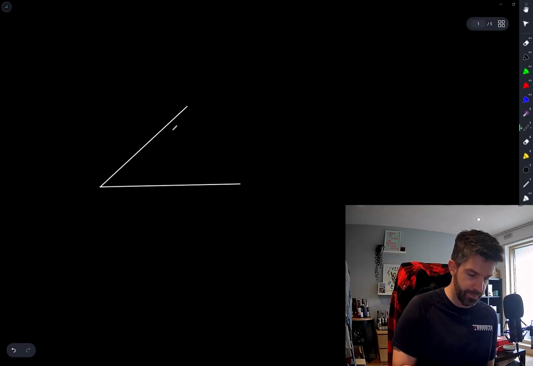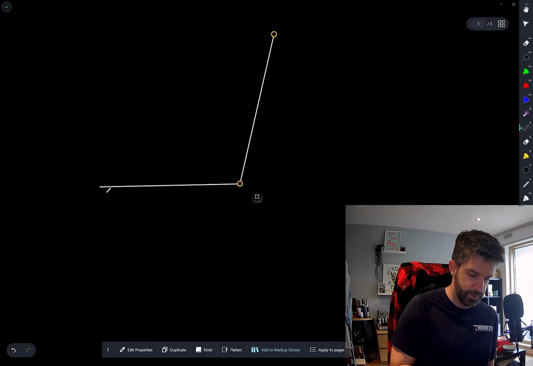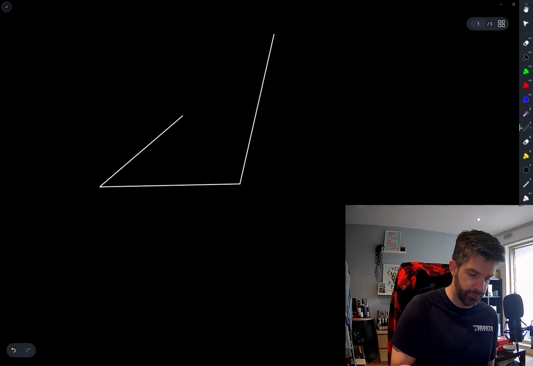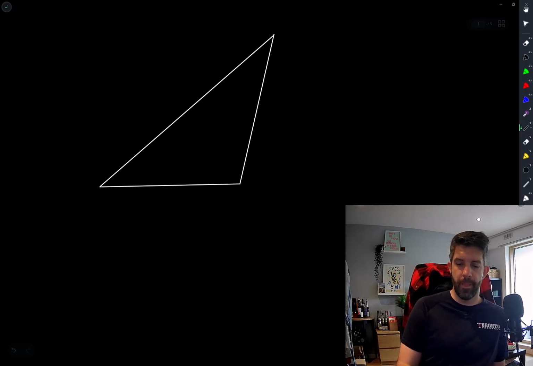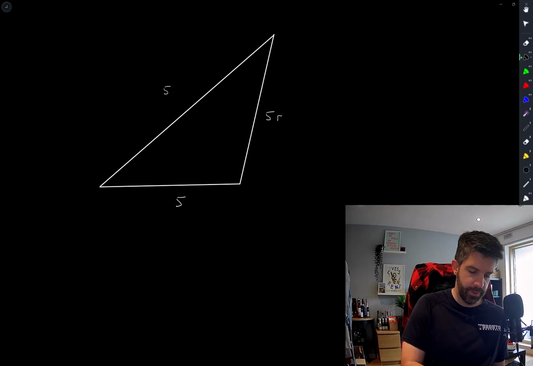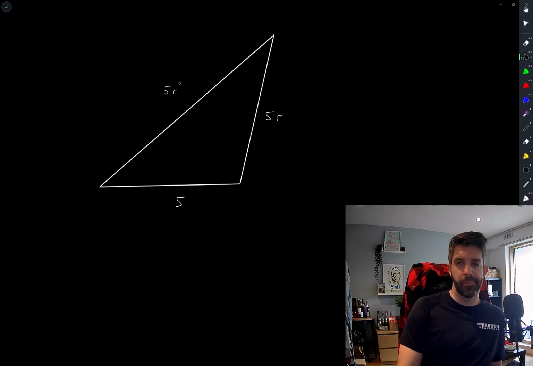This is probably a bad diagram. R is greater than 0, but it doesn't say anything about R being greater than 1 or less than 1. I guess it doesn't really matter, right? Because we could replace R with 1 over R. 5, 5r, and 5r squared. Maximum perimeter.